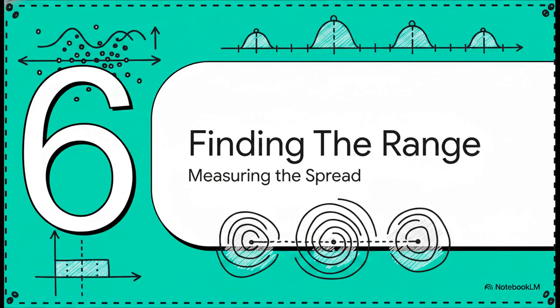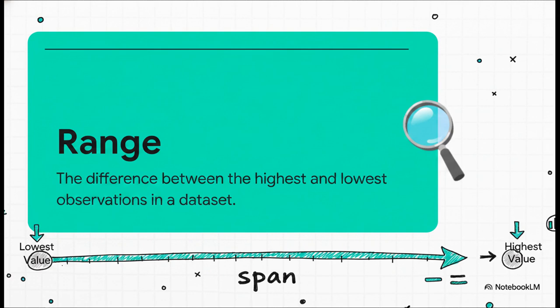Section 6, Finding the Range, Measuring the Spread. To wrap up our masterclass today, we're going to bring the cognitive load down just a bit and look at what is arguably the simplest yet most highly effective statistic out there, measuring the spread of our data. And that is the range. See, while the mean, median, and mode are great for telling us about the center of the data, the range simply tells us the entire span of our data from edge to edge.